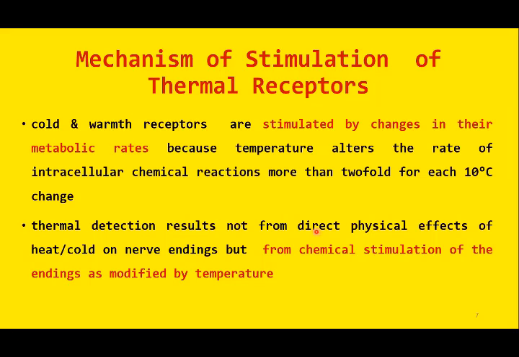So temperature change does not cause a direct physical effect on the thermoreceptor endings, but the stimulation is via a chemical mechanism. Chemical stimulation of the endings is there as modified by temperature change. So whenever there is temperature stimulus, it will alter the metabolic rate, and it will alter the intracellular chemical reactions.